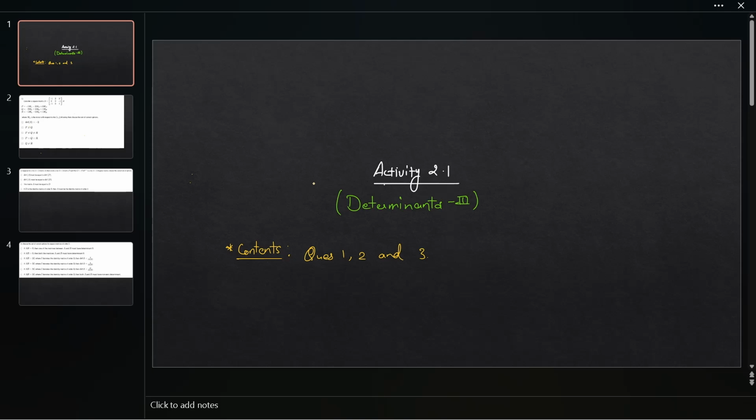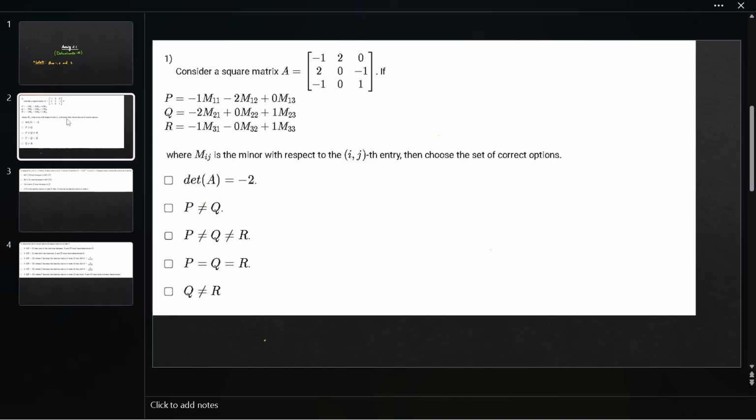Welcome everyone. In this video, we'll be starting with activity 2.1 and we'll be covering the first three questions of the activity. All these questions are based on determinants. So let's get started. The first question says that we are given a matrix A of order 3 cross 3 and a few entities P, Q, R, where Mij denotes the minor with respect to the ijth entry.